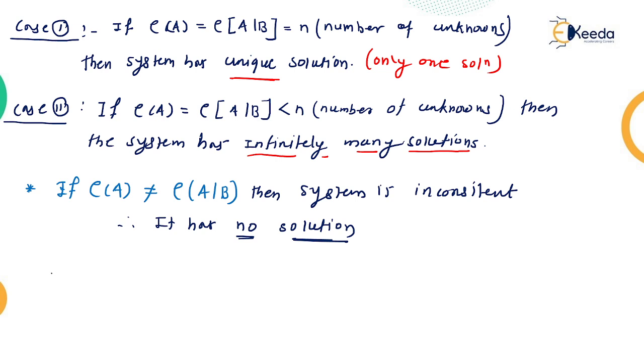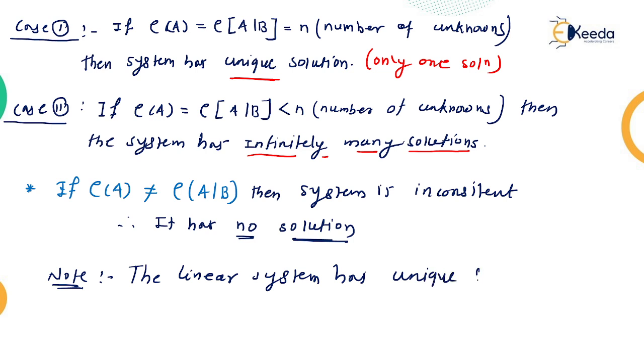You have to also remember one note. So what is the note? The linear system has a unique solution if the determinant of matrix A, that is equal to mod of A, is not equal to 0, then the system has a unique solution. There is another way to check whether it has a solution or it is consistent or not. This is a condition for consistency.